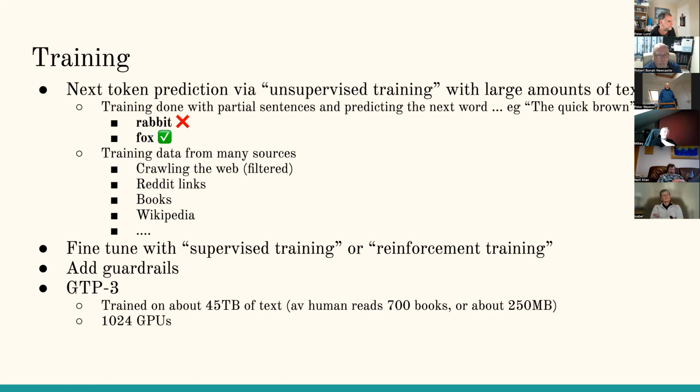And GPT-3 was trained on 1,024 GPUs, graphical processing units, which are particularly good at running artificial neural networks. It took 34 days to train GPT-3 from this 45 terabytes of data, and it cost $4.6 million. Okay, so training these neural networks isn't cheap. This is for people with a large amount of resources available to them.